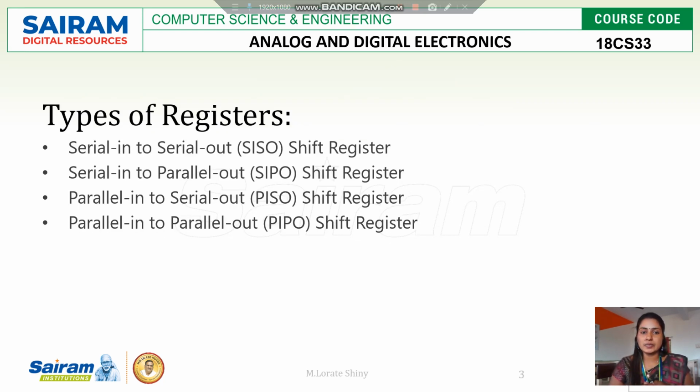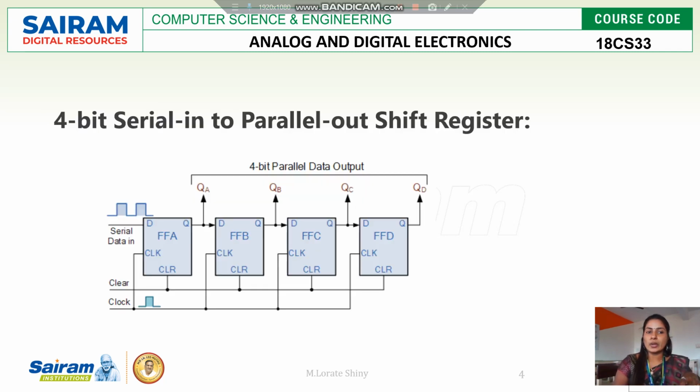Now we'll see the types of register. There are four basic types of register: serial in, serial out, that is called SISO; serial in, parallel out, SIPO; parallel in, serial out, PISO; parallel in, parallel out, PIPO. We'll see them one by one.